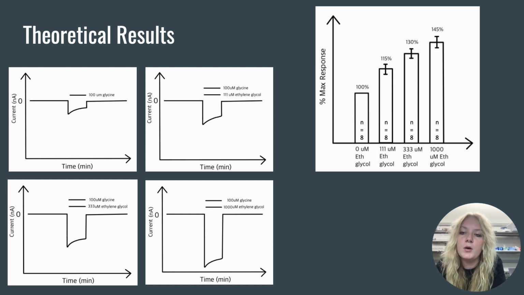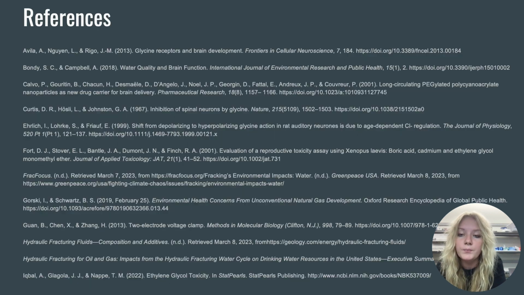When these cells are exposed to the same concentration of glycine, but with the addition of ethylene glycol, I expect to see an increase in negative inward current as the function of glycine receptors is potentiated. I then expect this potentiation to increase proportionately to the amount of ethylene glycol. Finally, as you can see by the rightmost graph here, I expect to see that glycine receptor response is potentiated past its natural baseline when exposed to ethylene glycol.